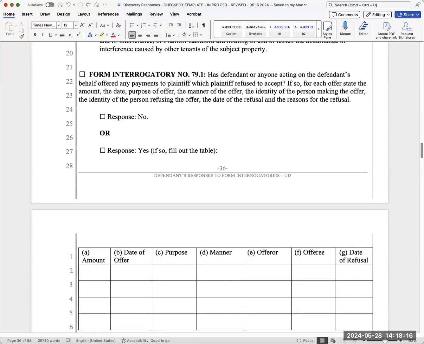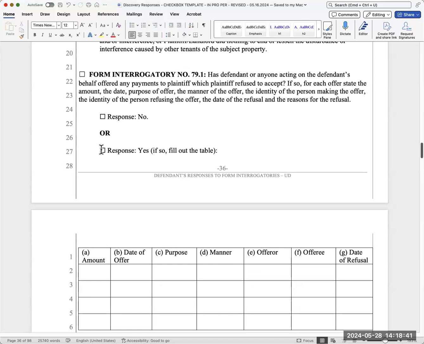79.1, has defendant or anyone acting on defendant's behalf offered any payments to plaintiff, which plaintiff refused to accept? If so, for each offer, state the amount, the date, the purpose of the offer, the manner of the offer, the identity of the person making the offer, the identity of the person refusing the offer, the date of the refusal, and the reasons for the refusal. This doesn't apply, check no.